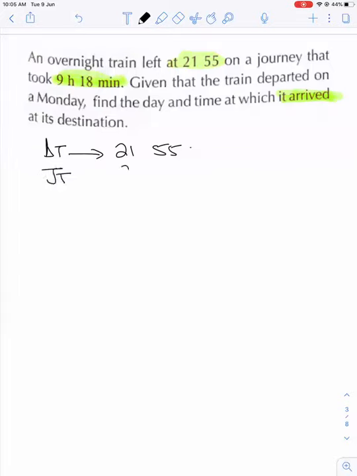Journey time is given to us, which is 9 hours and 18 minutes. You're supposed to find out the arrival time for this question. Arrival time, the formula is departure time plus the journey time. Remember, we discussed that whenever we add the departure time and the journey time, and the arrival time comes out to be more than 24 hours, this is an indication that the new day has started.